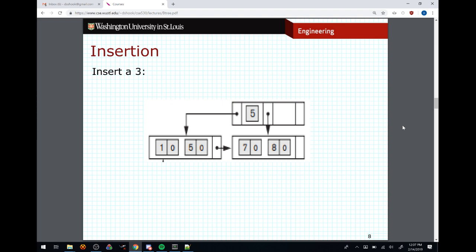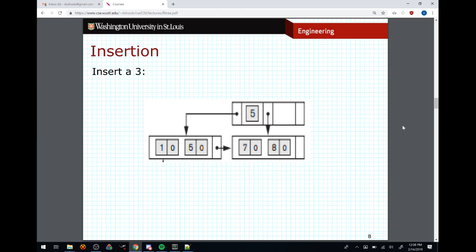Search. Figure out where that 3 should go. So I look at the key of the root. I say, 3 is less than 5. I'm going to go left. I see this node. It's a leaf node. I know it's a leaf node. So this is the node where I want to put the 3.